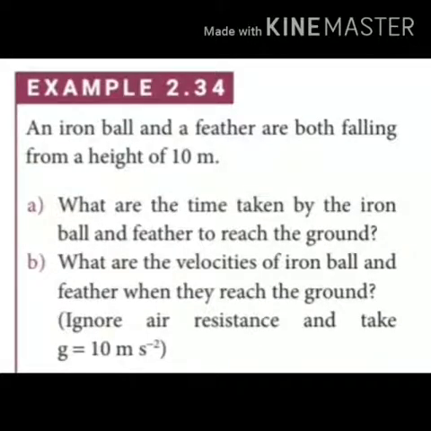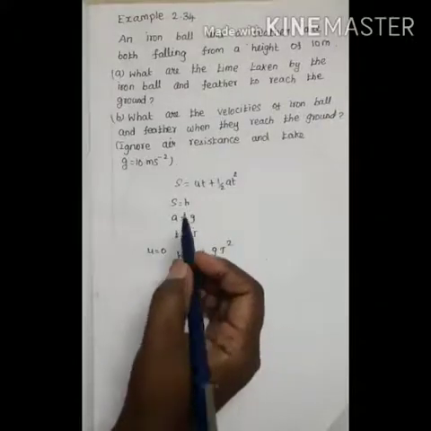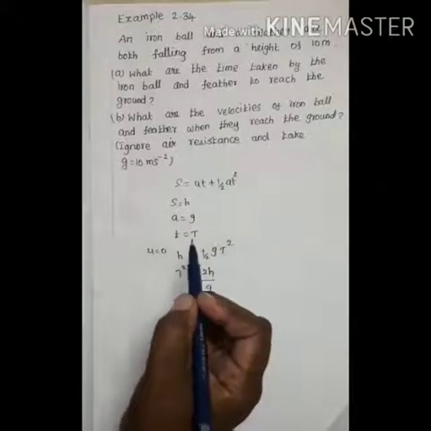An iron ball and a feather are both falling from a height of 10 meters. The first question, what are the times taken by the iron ball and feather to reach the ground? The second question, what are the velocities of the iron ball and feather when they reach the ground? Ignore air resistance and take g equal to 10 meters per second squared. Kinematic equations are independent of the mass of the object.